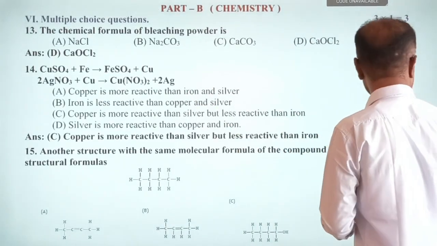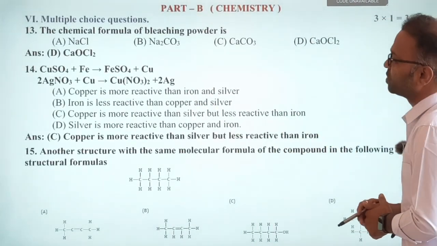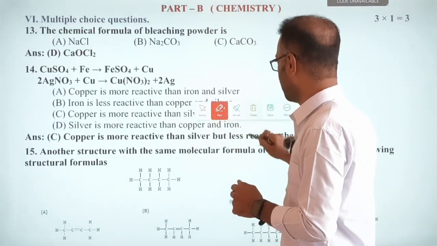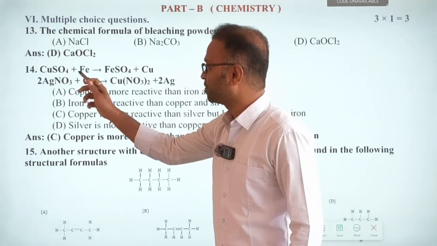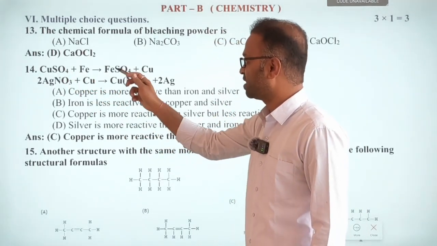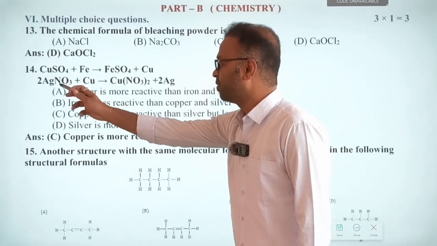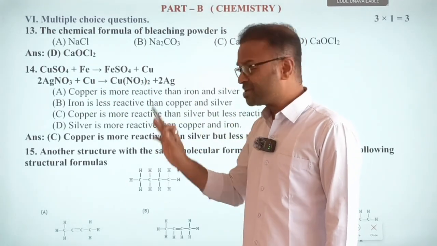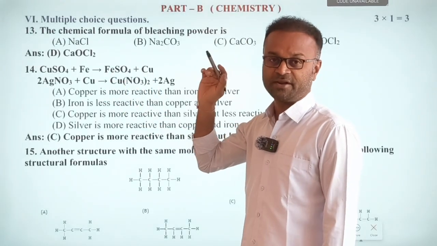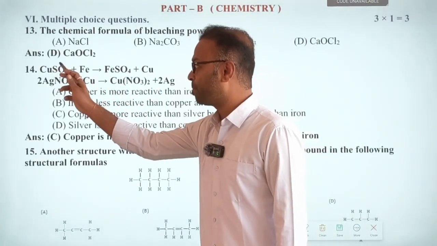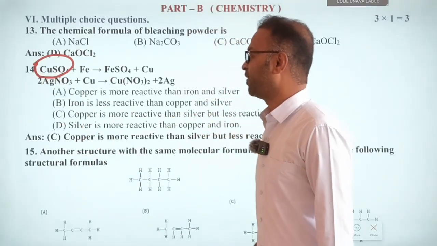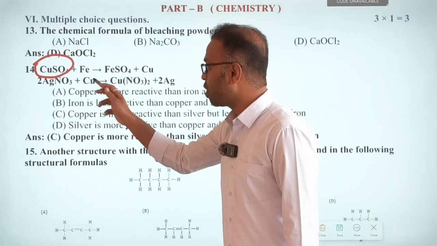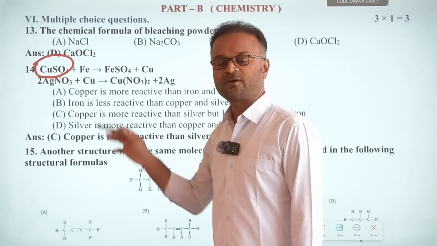The next question, the 14th one, is an MCQ. Two equations are given here. In one equation, iron reacts with copper sulfate to form ferrous sulfate and copper. In the other, silver nitrate reacts with copper to form copper nitrate and silver. This is an example of a displacement reaction. Here iron is displacing copper from copper sulfate, and here copper is displacing silver from silver nitrate.